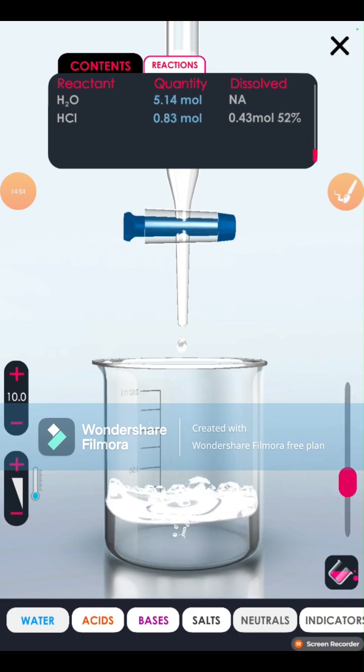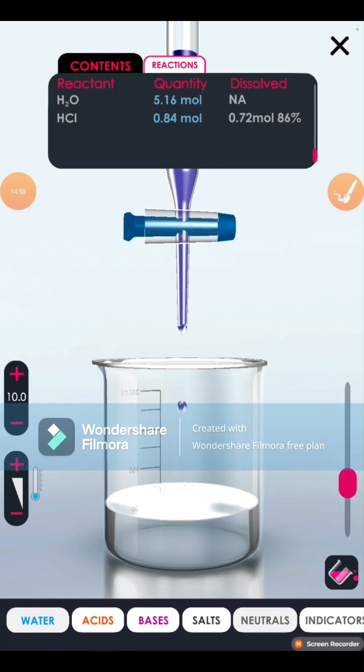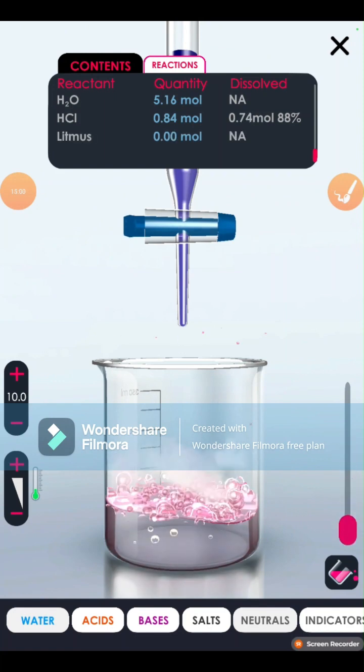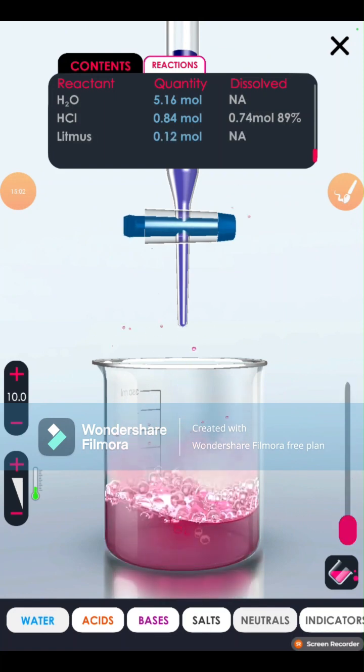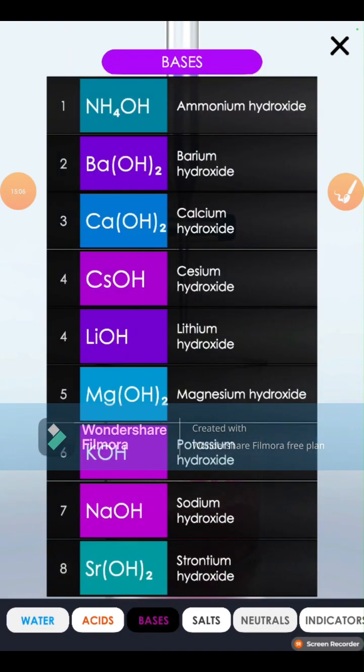As you can see, I have poured it over here. And let's put a litmus indicator over here. As you can see, it has turned strong red.